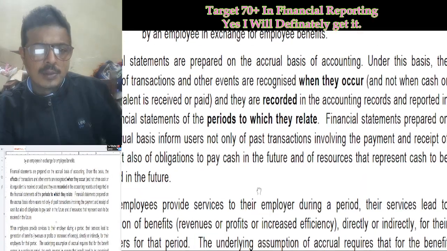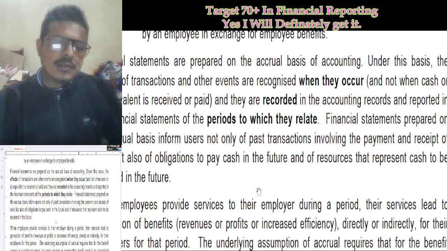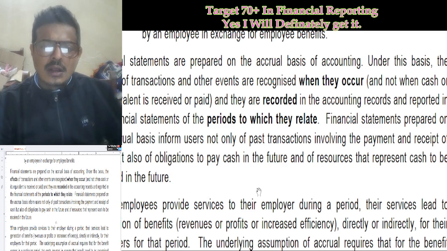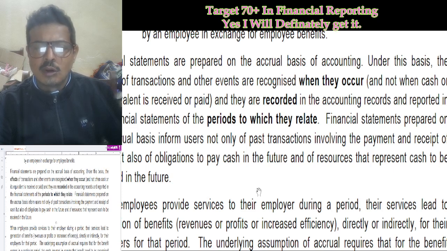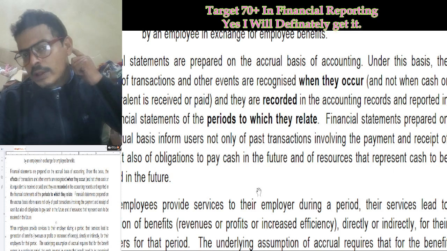Financial statements are prepared on the accrual basis of accounting. Under this basis, the effects of transactions and other events are recognized when they occur and not when cash or its equivalent is received or paid. They are recorded in the accounting records and reported on the accrual basis. This informs users not only of past transactions involving payment and receipt of cash, but also of obligations to pay cash in future and of resources that represent cash to be received in the future. So from this para, what we have to understand is that effects are recorded when they occur, in the period to which they relate.